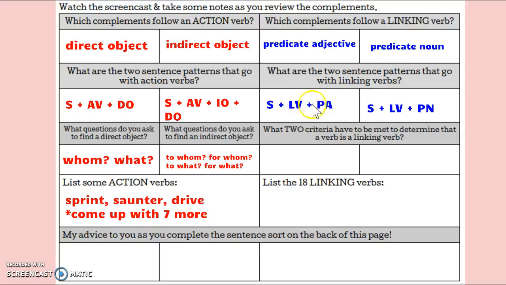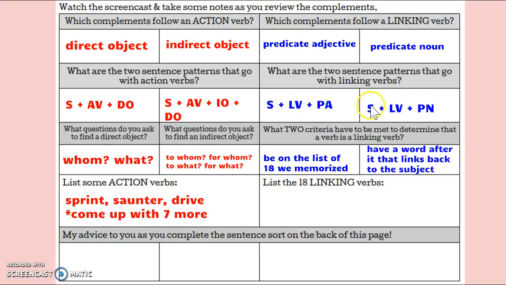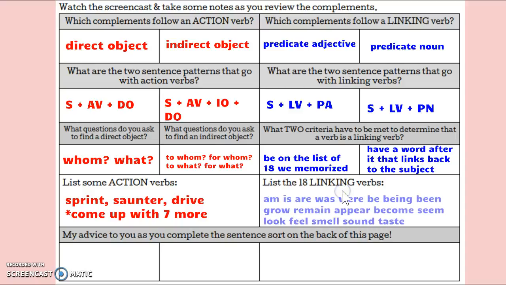And we had 2 criteria that would help us determine whether or not a verb was action or linking. The first criteria is that it has to be on that list of 18 that we memorized last week. If we see that verb, we then want to look to see, is there a word after that linking verb that links back to the subject? If it's an adjective, it describes the subject. If it's a noun, it renames it. And now I want you to write down your 18 linking verbs. And here they are. Check your spelling.